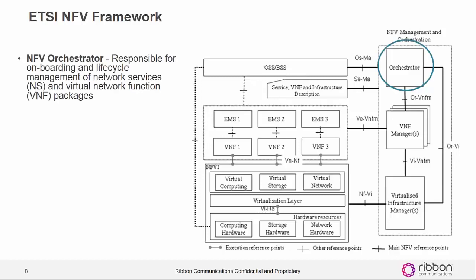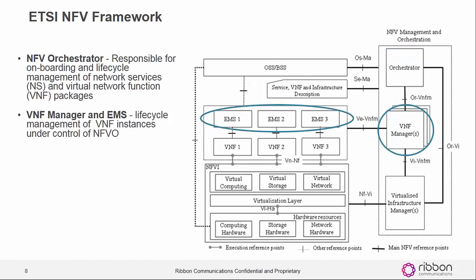At the top layer, you have an orchestration layer, which is responsible for the onboarding and the lifecycle management of network services, and overall managing the virtual network function packages. This is at a higher abstract layer than the individual VNFs themselves, in which case we're showing the EMS, the element management function, that participates in managing those VNFs, and the VNF manager itself that communicates upstream with the orchestrator, communicates horizontally, if you will, with the element management functions, and communicates down into the virtualized infrastructure management.